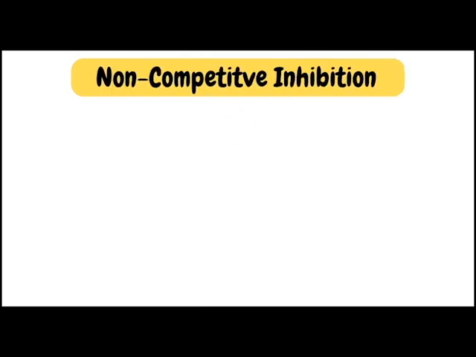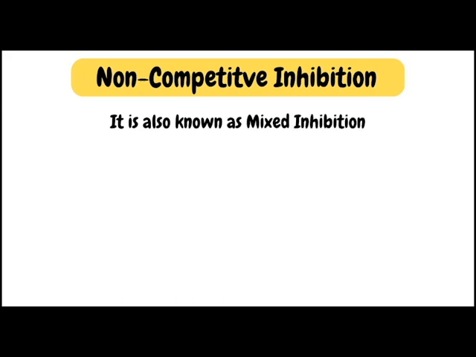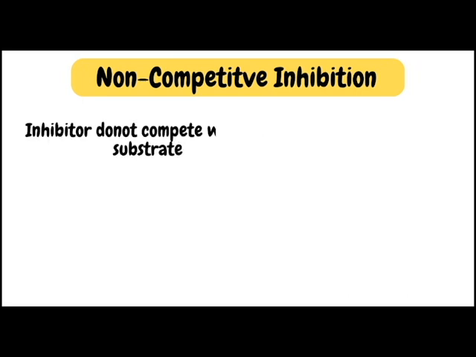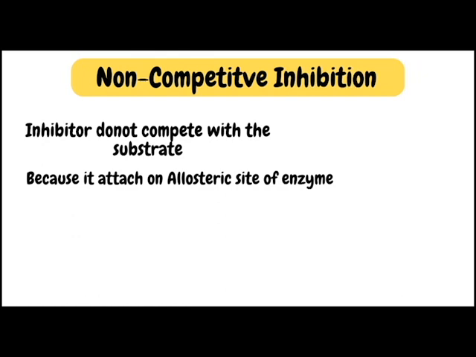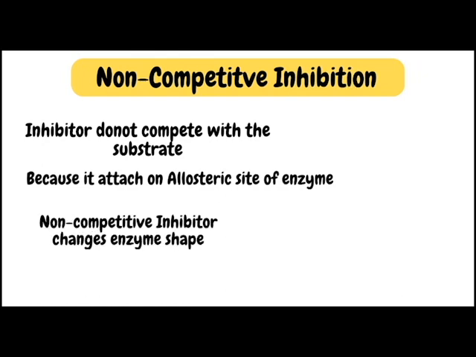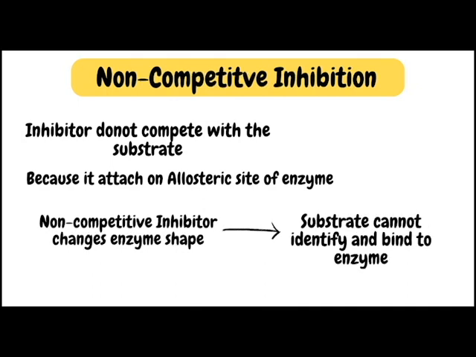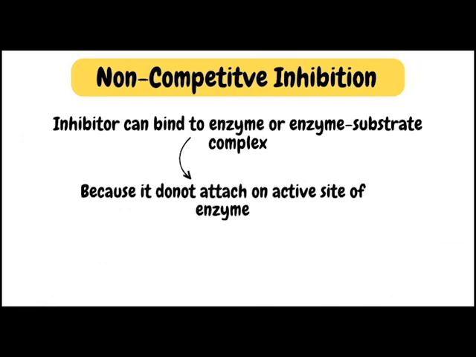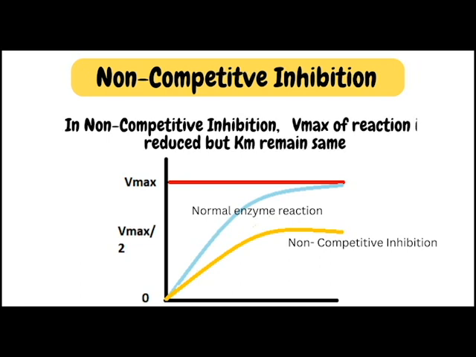Non-competitive inhibition. Non-competitive inhibition is also known as mixed inhibition. In this, the inhibitor does not compete with the substrate because it attaches to the allosteric site of the enzyme. After binding with the enzyme's allosteric site, it changes the enzyme shape, so the substrate cannot identify and bind to the enzyme. Non-competitive inhibitors bind to either the enzyme or the enzyme substrate complex because they do not attach to the active site of the enzyme. In non-competitive inhibition, Vmax of the reaction is reduced but Km remains the same.